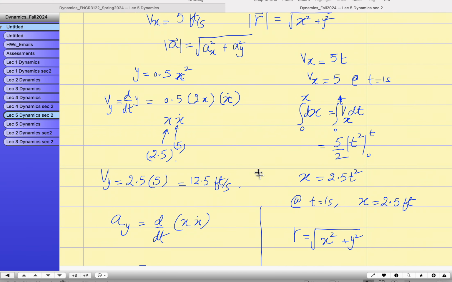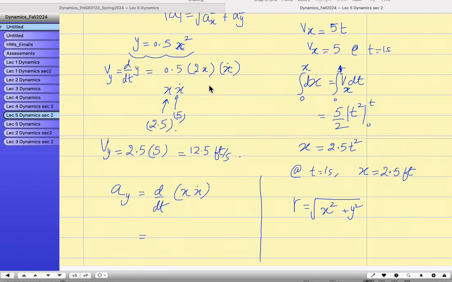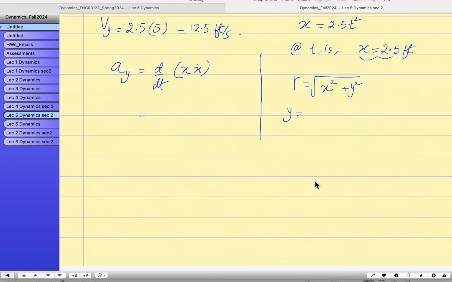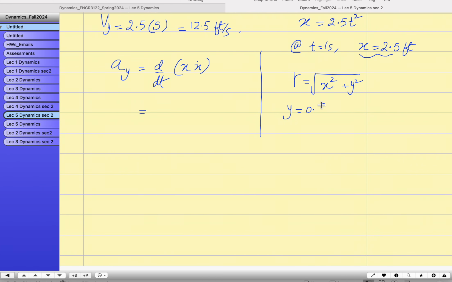What is my y square now? Let me show you. This y has been found, since x has been found from here. So can I find y, which is 0.5 times x square? Do you get that position?